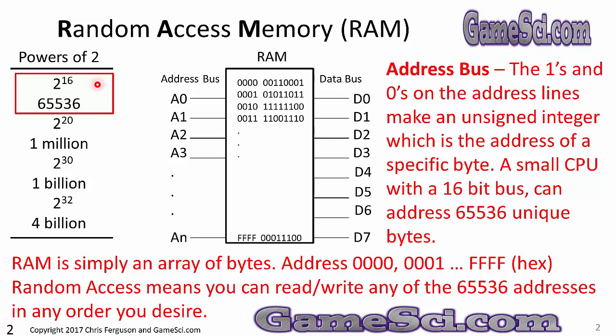2 to the 16th power is 65,536. That means there are that many addresses accessible through a 16-bit address bus. N in this case must be 15. If N is 15 and there are 16 total address lines, we can access up to 65,000 bytes of RAM memory. FFFF is the largest address you can access in 16-bit.